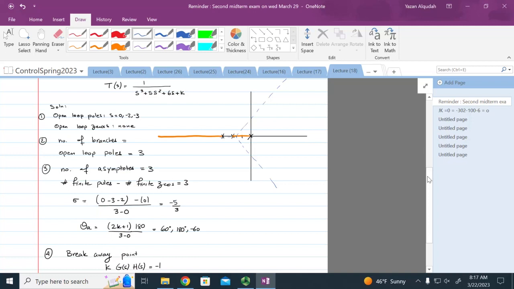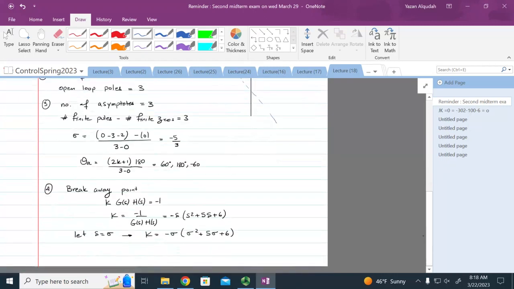Okay. Now, apparently, we know how the root locus now is going to look like. Starting at this pole, starting at this pole, these two branches are going to split, and they're going to go to these asymptotes. We can find this point here, which is the breakaway point. So to calculate the breakaway point, we're going to take k multiplied by g of s, h of s equal to -1. This is the equation that governs all the locations on the root locus.